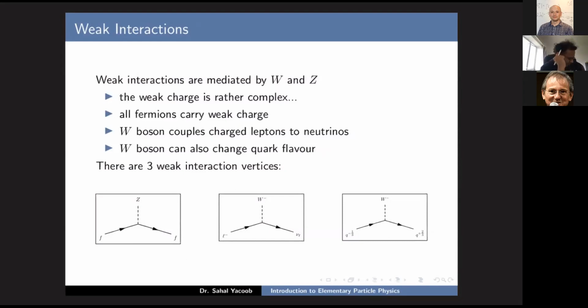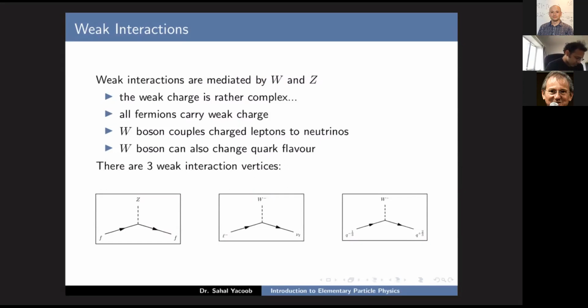It's a similar idea. The weak charge is a bit complex, so we're not going to talk about it too much. All the fermions carry the weak charge. The weak bosons, there are 2 of them or 3 of them, depending on how you count. So there's the W and the Z bosons, but the W exists in 2 flavors. There's the W plus and the W minus. Because the W has electric charge, it has an antiparticle that has opposite charge.